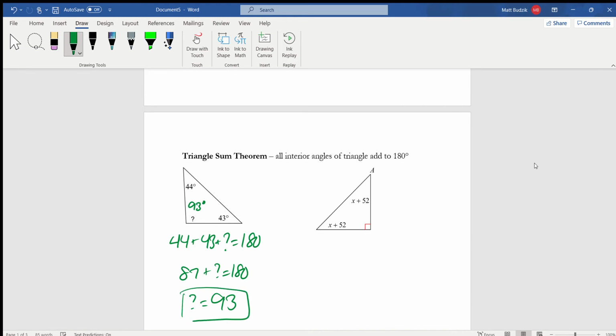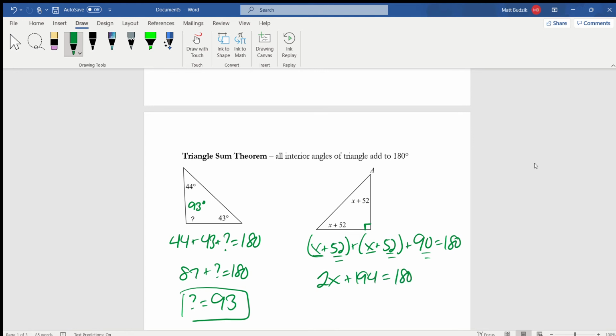And then if I'm looking at this next one, now again, algebra, don't freak out. Geometry doesn't change. Add them all up, set them equal to 180. So this x plus 52 plus x plus 52 plus, don't forget, 90 degrees, is equal to 180. All right, algebra. Combine my like terms. x plus x, 2x. 52 plus 52, 104, plus 90, 194 is equal to 180. 2x plus 194 equals 180.